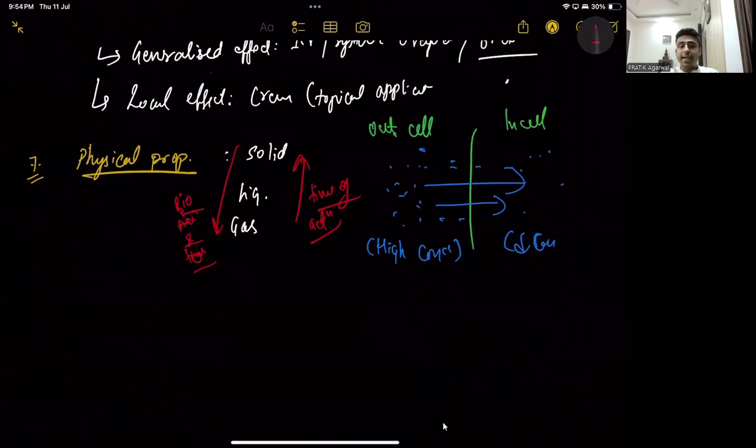Next, we will learn about the different types of drug administration and a little bit of knowledge about those routes of drug administration.